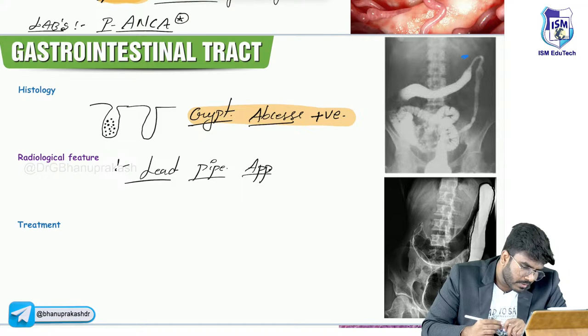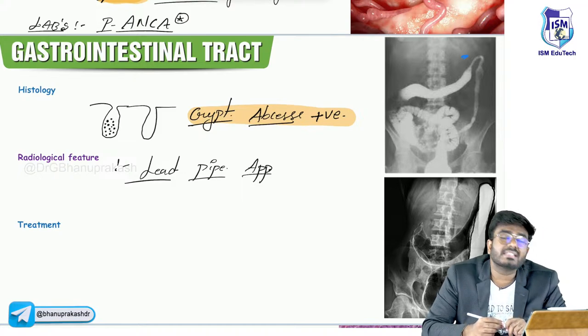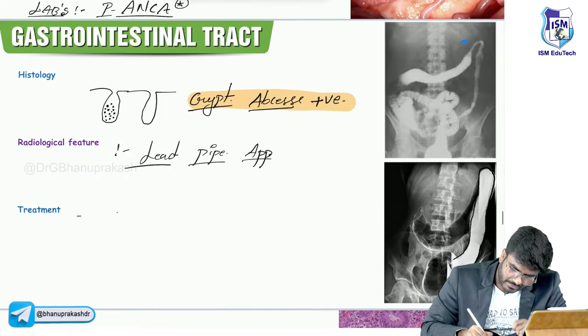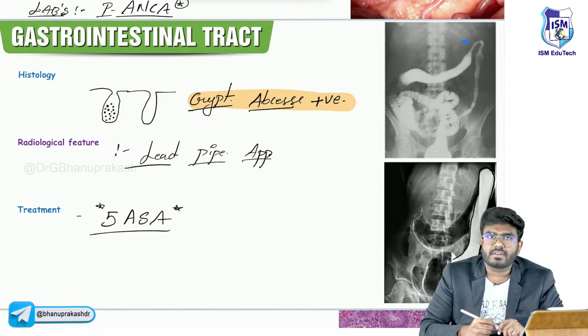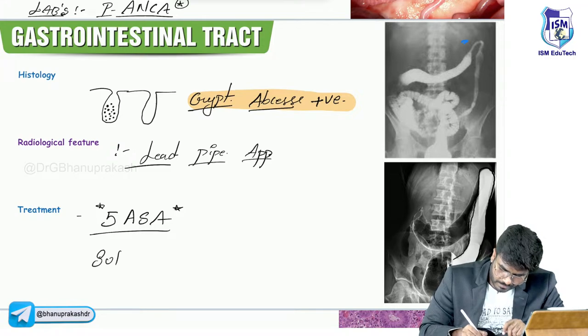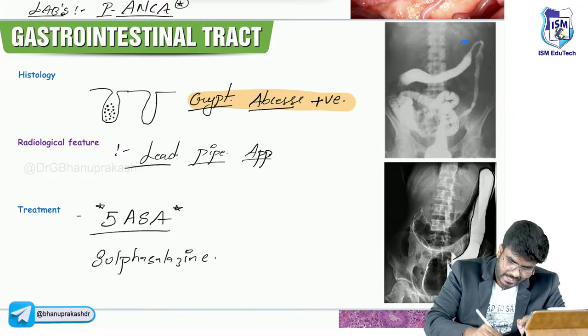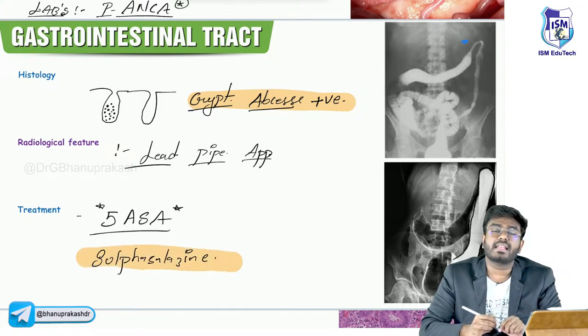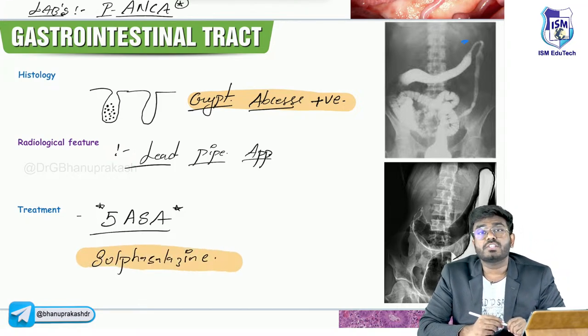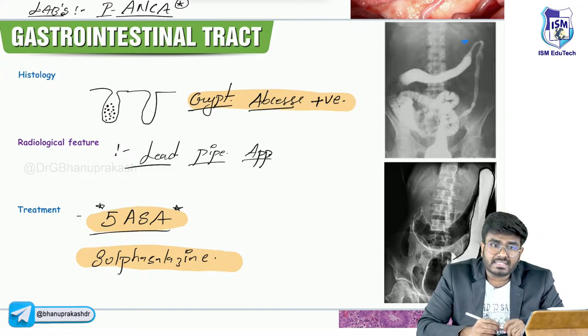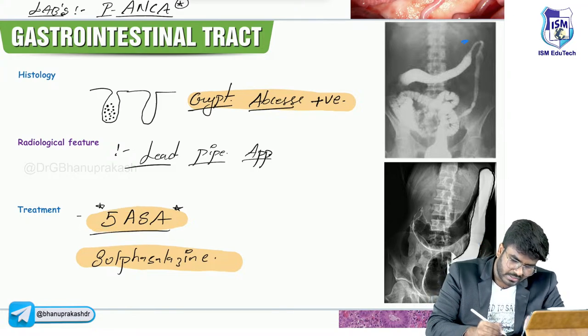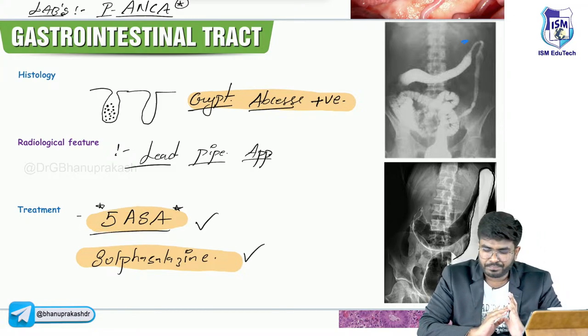Okay, Ashutosh, you are saying 5-aminosalicylic acid, yes. Sulfasalazine, okay. This is the question which was asked in the exam. Sulfasalazine, a sulfur drug, is used in the treatment of ulcerative colitis. 5-aminosalicylic acid can also be used. These are the drugs which can be used in the treatment.